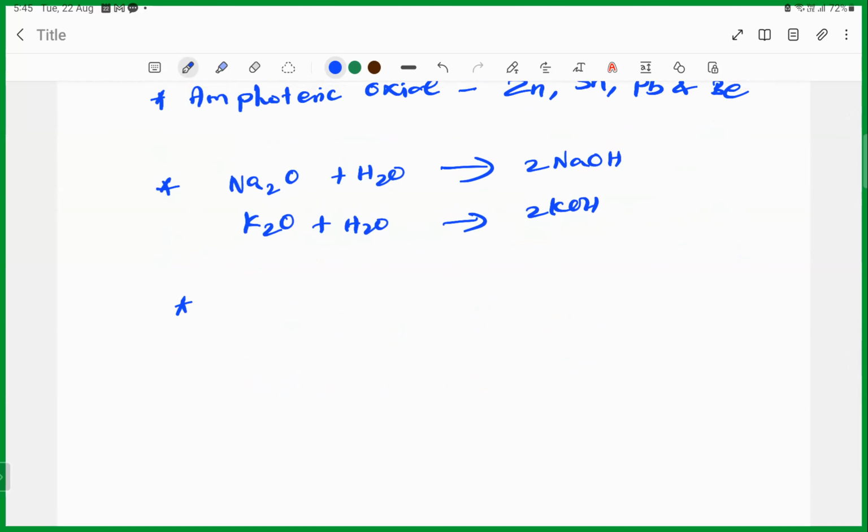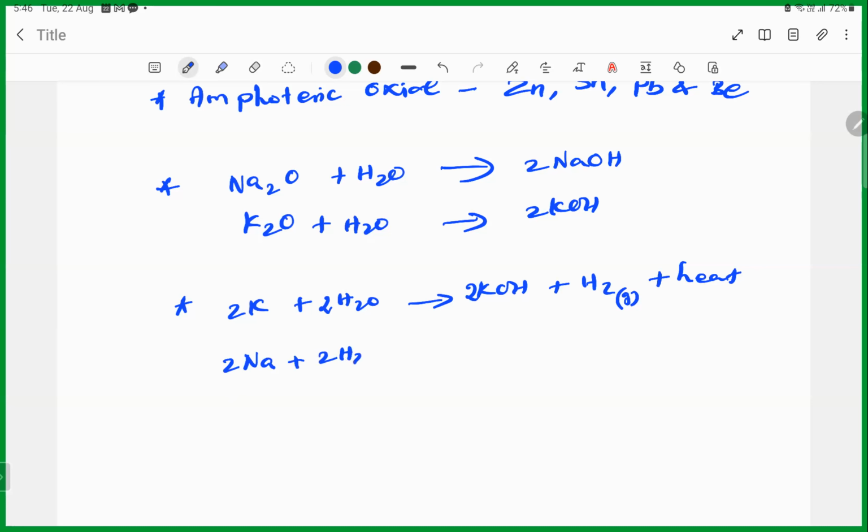Potassium reacts with water, it will give potassium hydroxide plus hydrogen plus heat. It is violent. Potassium hydroxide, so when you are balancing, it becomes 2KOH and then 2H. And then 2 sodium plus 2H2O gives 2NaOH plus H2 plus heat.